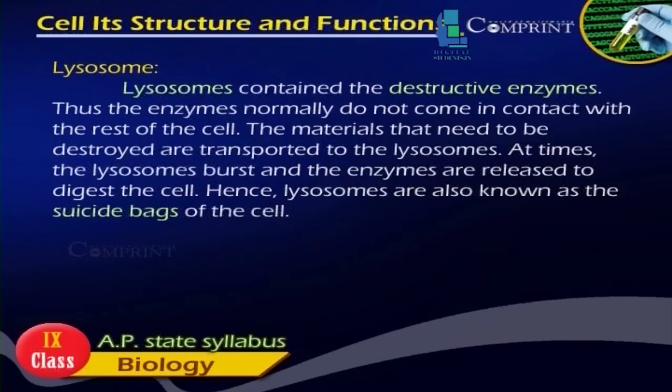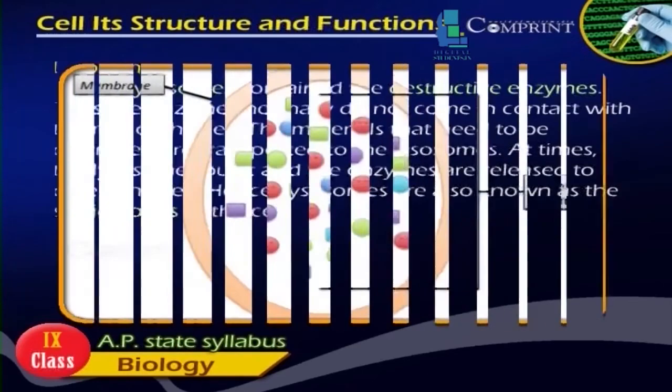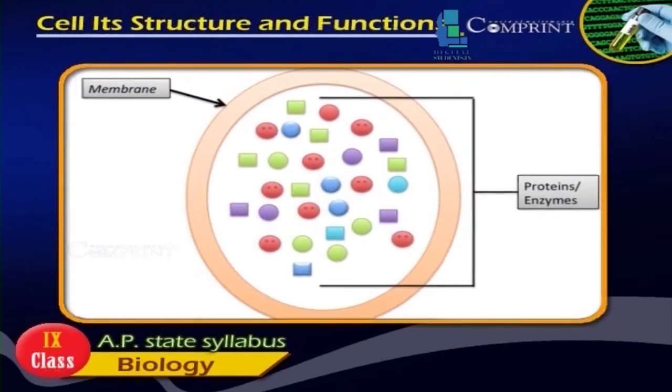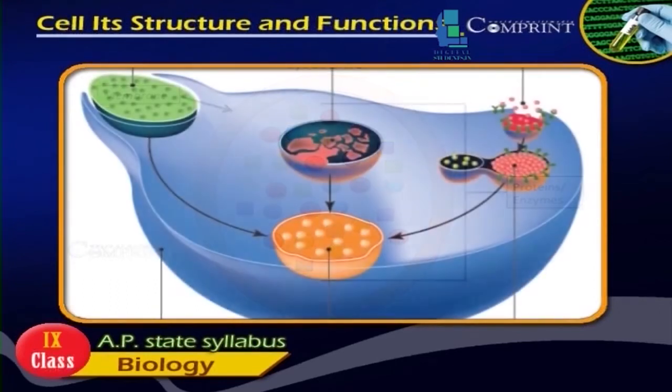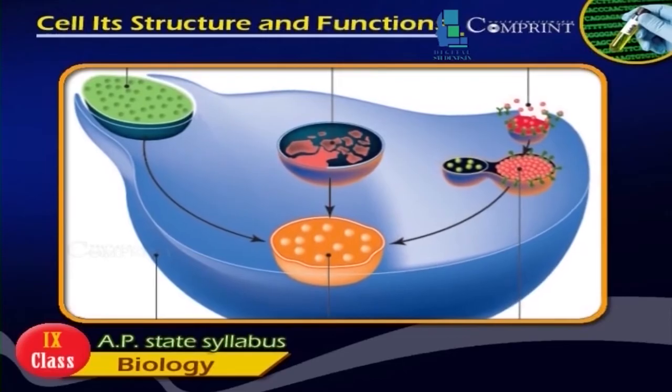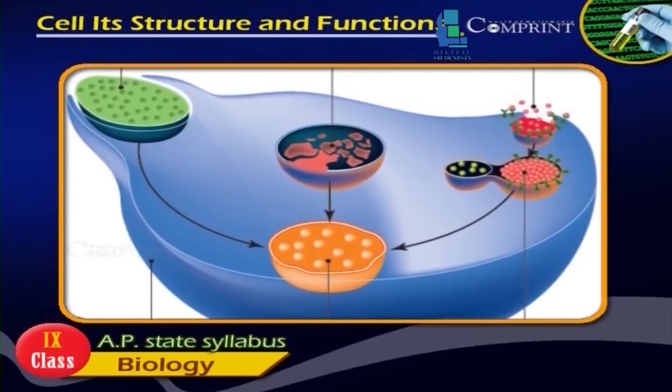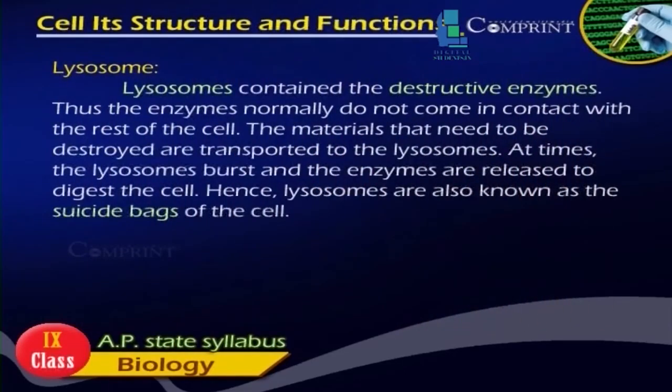Lysosome. Lysosomes contain destructive enzymes. Thus, the enzymes normally do not come in contact with the rest of the cell. The materials that need to be destroyed are transported to the lysosomes. At times, the lysosomes burst and the enzymes are released to digest the cell. Hence, lysosomes are also known as the suicide bags of the cell.